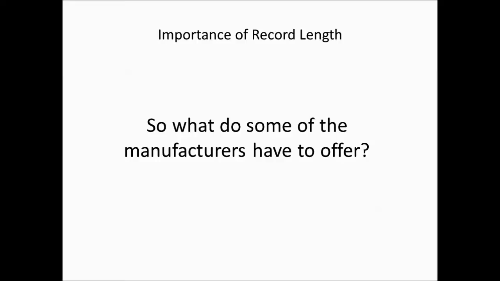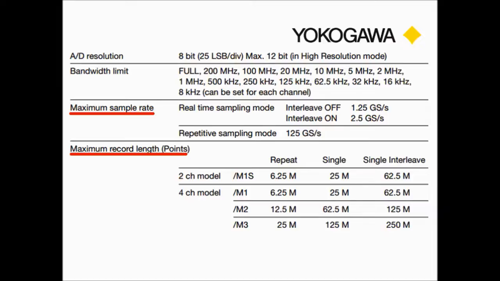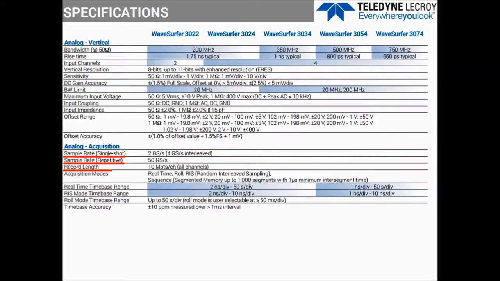So what do some of the other manufacturers have to offer? So we have Tektronix and Keysight, and I would ask throughout these slides that we pay close attention to the sampling rates and the record length, or as it can also be called, memory depth. We also have Yokogawa with their sampling rates and record length too. We also have Teledyne LeCroy as well. And just to note that these are extracts all from the manufacturers' datasheets.